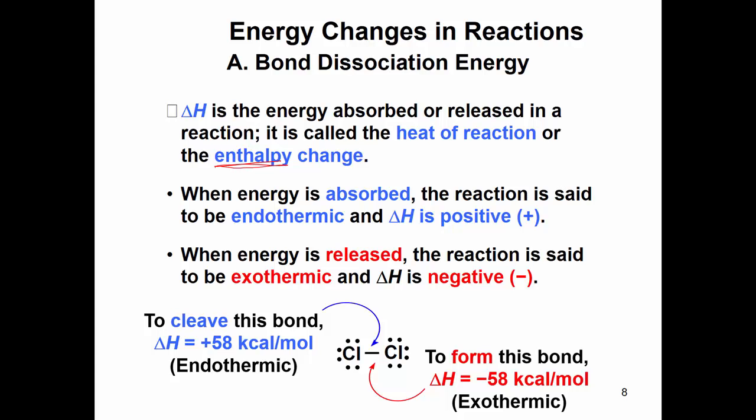Right now we're just looking at a single bond. If energy is absorbed, then the reaction is said to be endothermic. So the breaking of that chlorine-chlorine bond is endothermic because it had to gain energy in order to break. And so we say that this means that delta H is positive. It gains energy, it's positive, and that means endothermic. We consider that an endothermic process. When the two chlorines came together, like we showed on the previous slide, this is exothermic because we released energy. Energy is released, think of that as exiting, and that means delta H is negative.